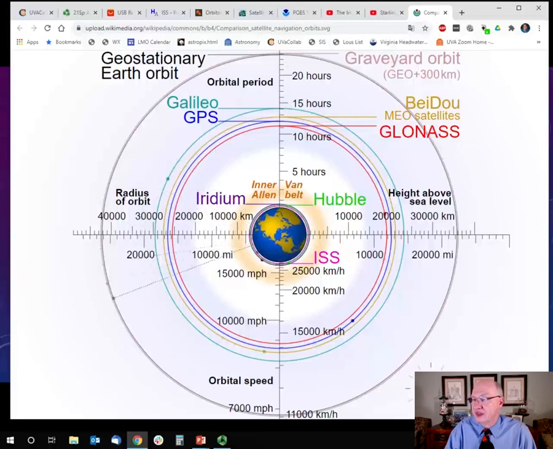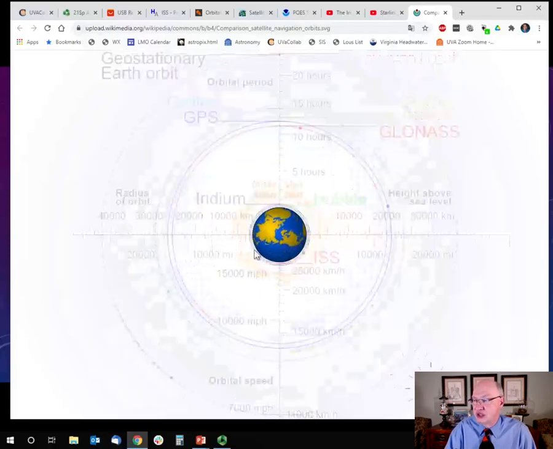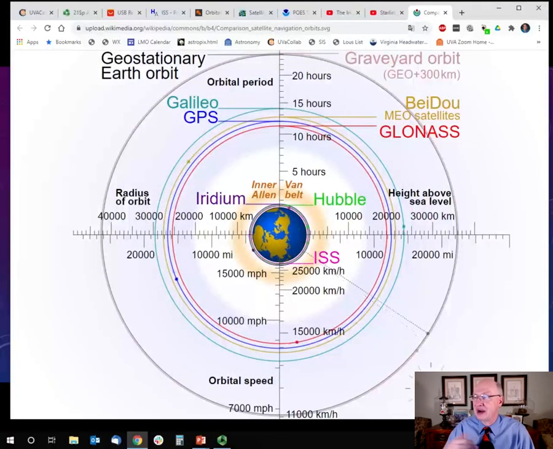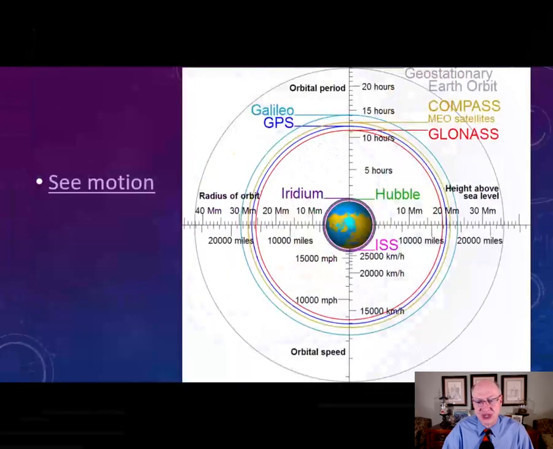You'll notice also that there's a big gap. There are a lot of satellites in low Earth orbit down here. There are not many satellites in between. And then there's this ring of satellites in the mid-Earth orbit right there. And then we'll talk about the geostationary ones after that. So let's use as an example of this the Global Positioning System.